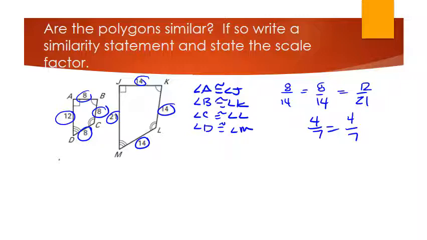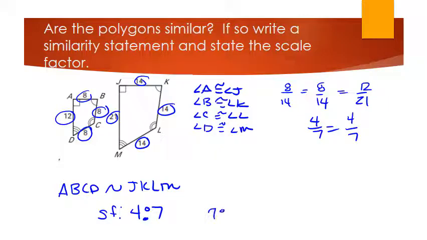So our similarity statement would be polygon ABCD is similar to, you use that tilde like you use in Spanish, JKLM, and its scale factor from the small one to the big one is 4 to 7. Okay, scale factor is important. If I wanted to say that the scale factor from the big to the small, you want to make sure that you know which way you're going, and that would be 7 to 4.